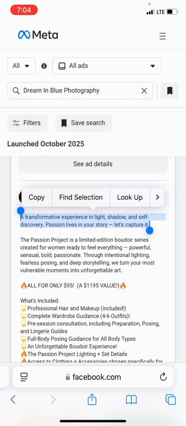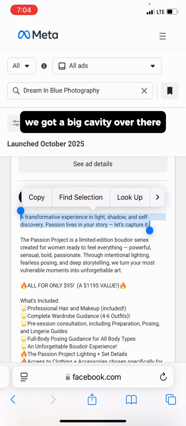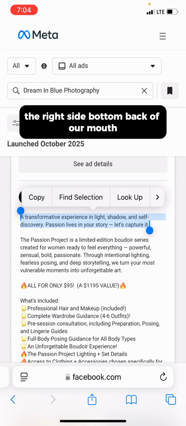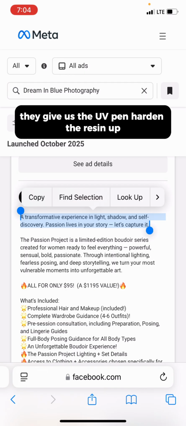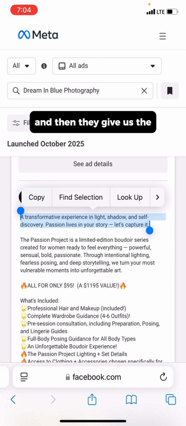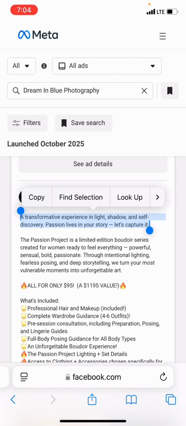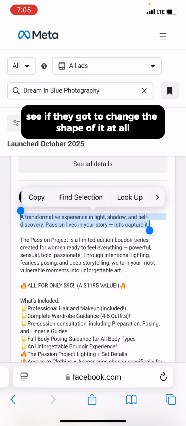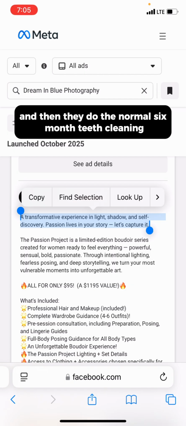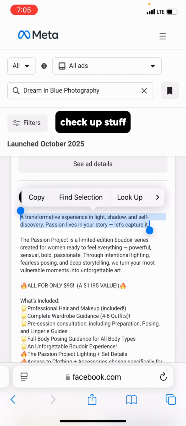They do our X-ray. See, we got a big cavity over there, the right side, bottom, back of our mouth. So they clean it out. They put that resin stuff in there. They give us the UV pen to harden the resin up, and then they tell us to bite down on the dental paper. Chomp down on it, it changes colors to see if our tooth is too high or too low, to see if they have to change the shape of it at all. And then they do the normal 6-month teeth cleaning checkup stuff.